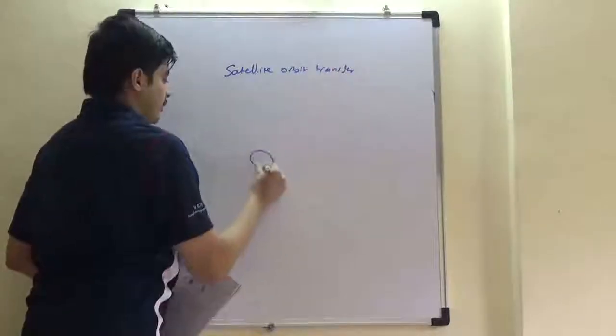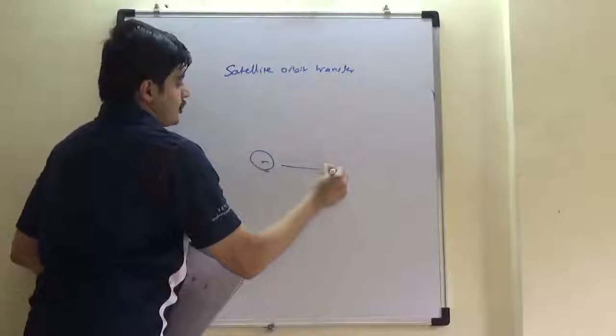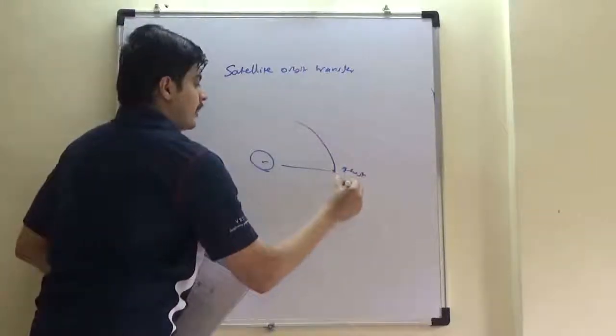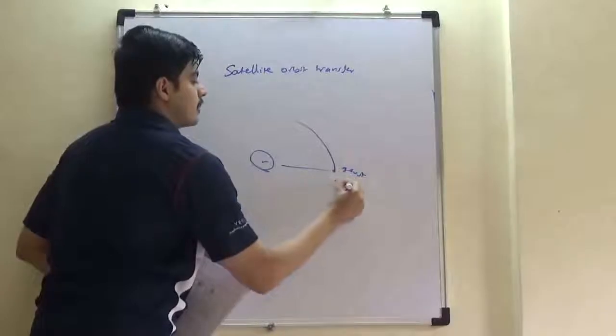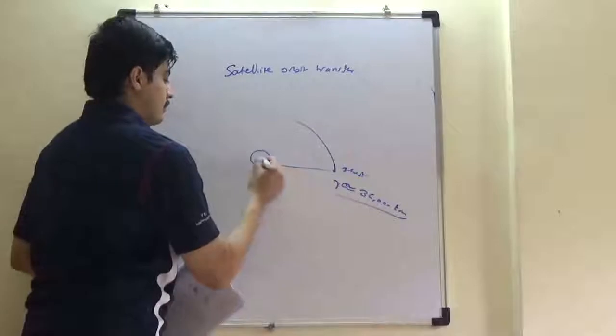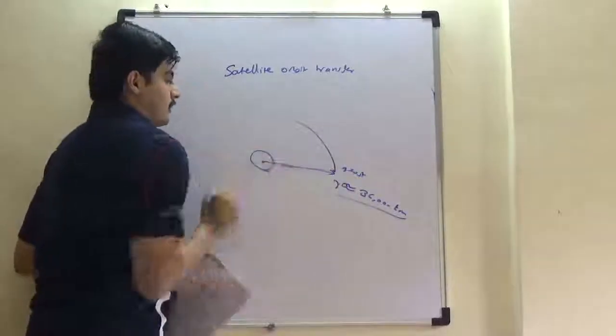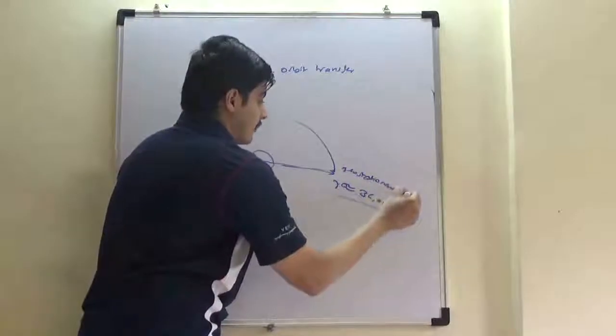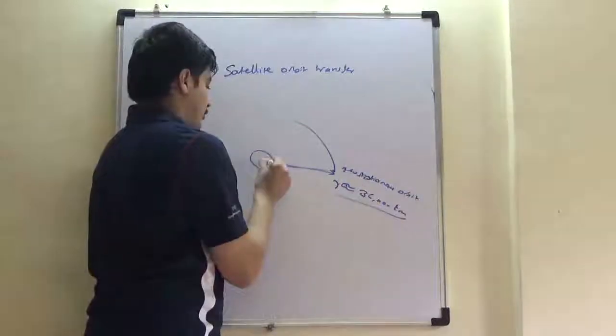Say again, this is the Earth, right? The geostationary orbit is at around r equal to 36,000 kilometers from the center of Earth. Okay, roughly the number, right? So this is geostationary orbit. You want to launch a satellite from here.